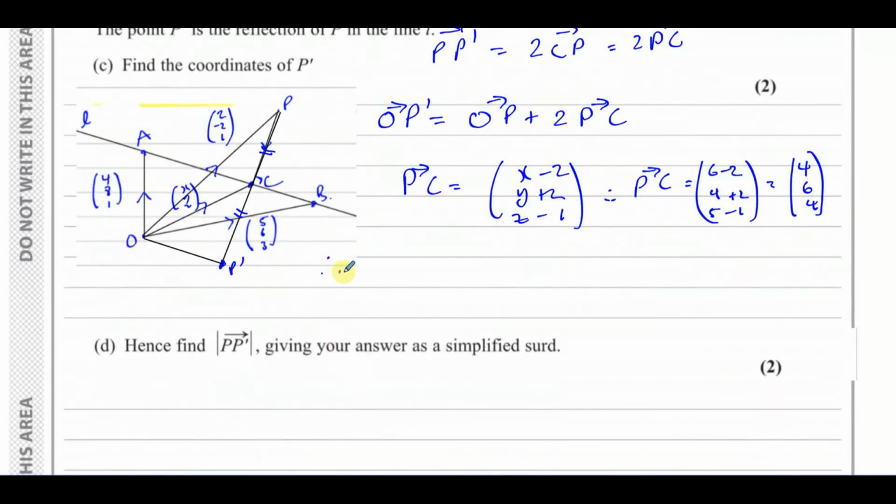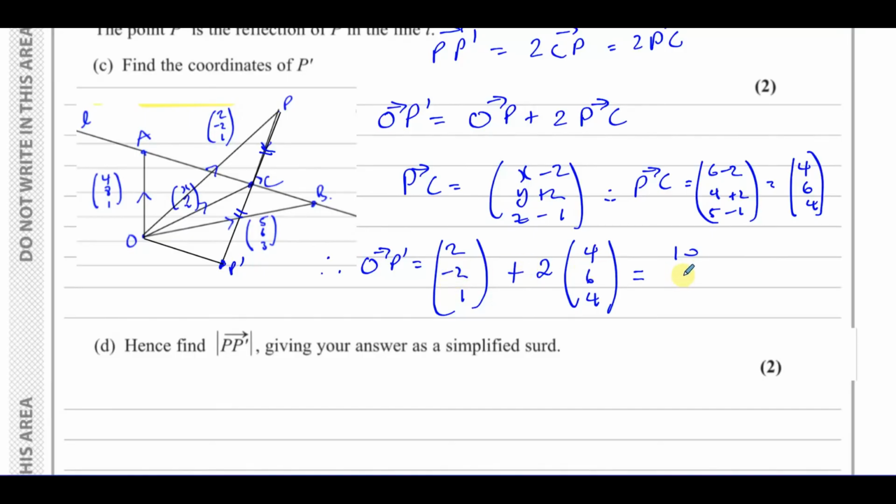So therefore we can say that O to P dash, the position vector of P dash, is going to be O to P, which is 2 minus 2, 1, plus 2 times P to C, 2 times 4, 6, 4. So you're going to have 2 plus 8, which is 10, minus 2 plus 12, which is also 10, and 1 plus 8, which is 9. That's O to P dash.